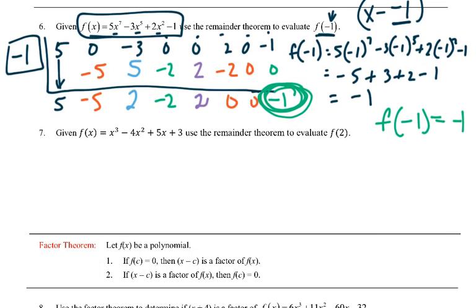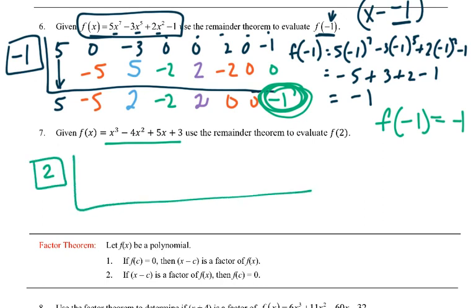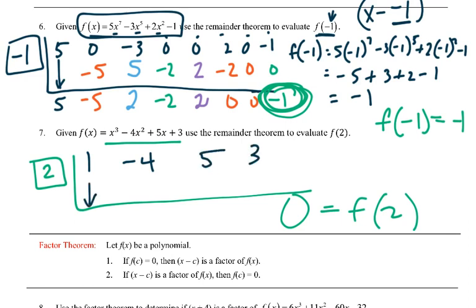Okay, so again, on this next one, instead of evaluating f of 2, I could just divide the polynomial by 2 using synthetic division, find out what my remainder is, and that will be equal to f of 2. So let's do it. 1, -4, 5, 3. Bring down my leading coefficient. 1, 2 times 1 is 2. -4 plus 2 is -2. 2 times -2 is -4.